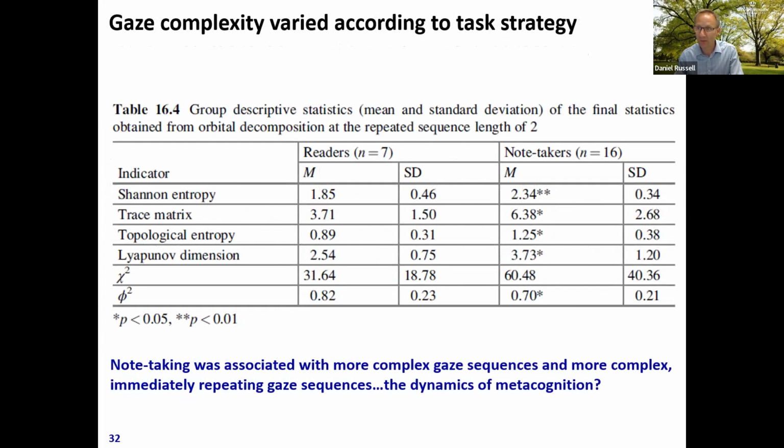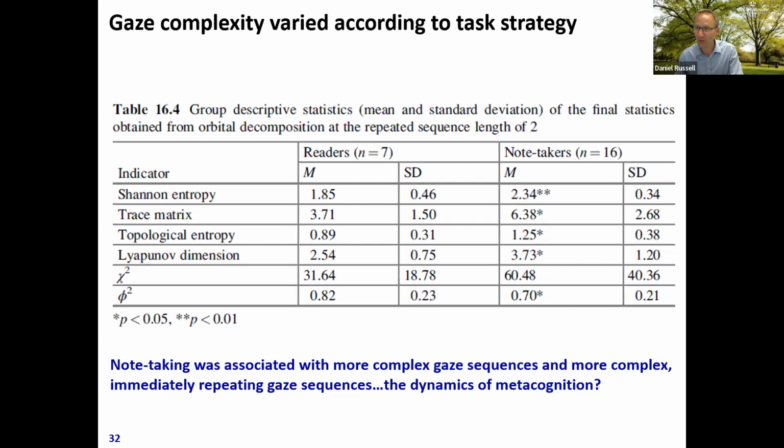And orbital decomposition gives you Shannon entropy, also trace matrix topological entropy. And you can see that both Shannon and topological entropy are greater in the group that were the note takers, also leading to a less stable attractor space, which is quantified by a Lyapunov dimension. So the note takers seem to be associated with more complex gaze sequences. Those are more complex and immediately repeating gaze sequences.